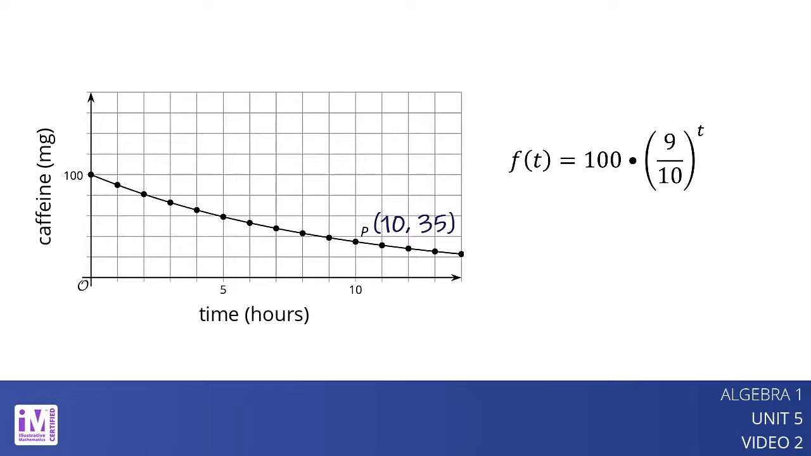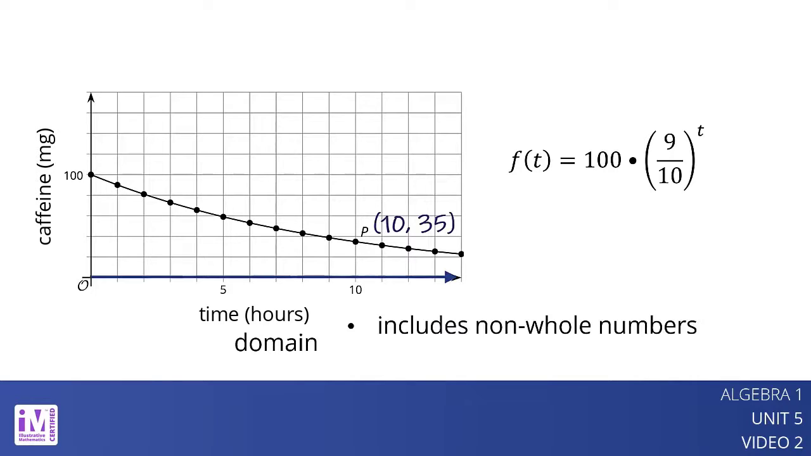A graph can also help us think about the values in the domain and range of the function. The domain of the function, the time in hours, includes non-whole numbers because the body breaks down caffeine continuously over time. The domain also includes negative numbers, which represent the time before the initial measurement.